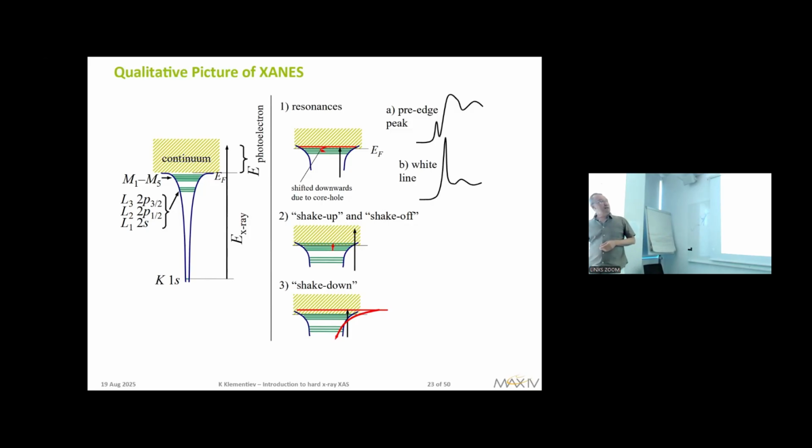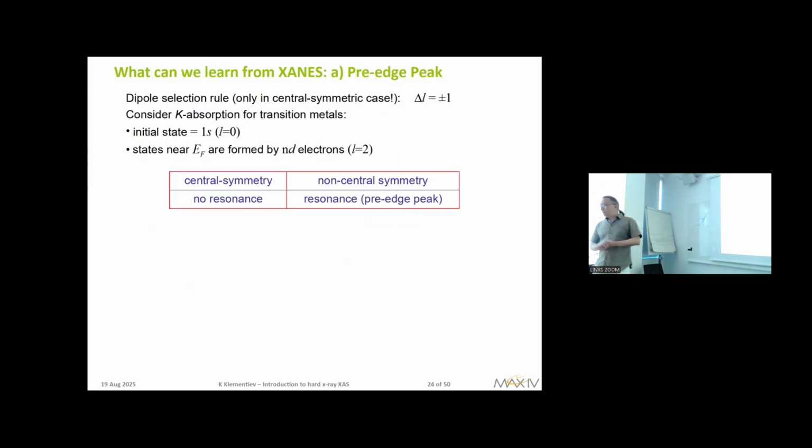Anyway, the main visual results from your spectra are these pre-edge peaks and the white line peaks. And I will now give a few examples to explain how this can be used. So the first example is the pre-edge peaks.